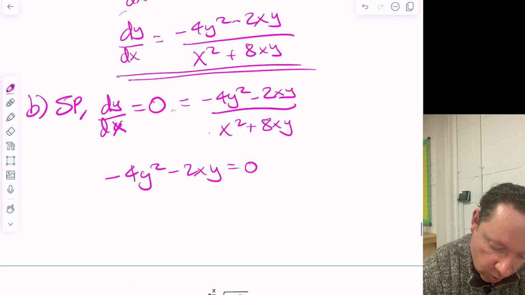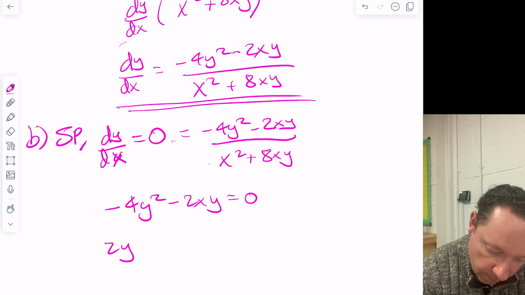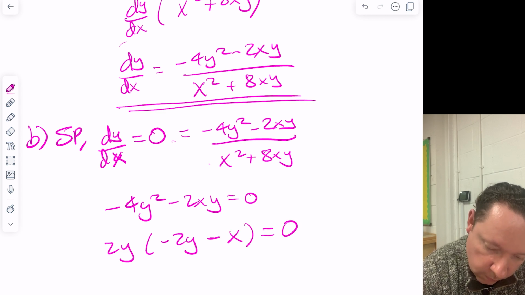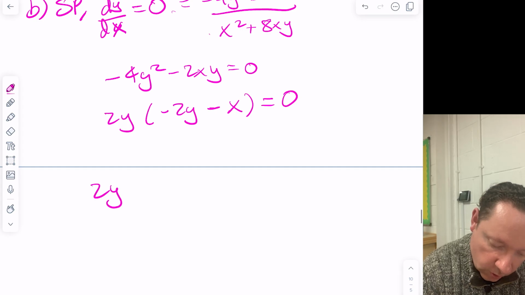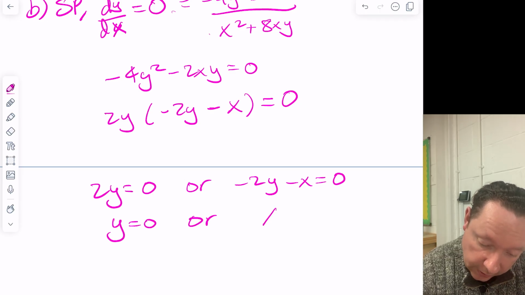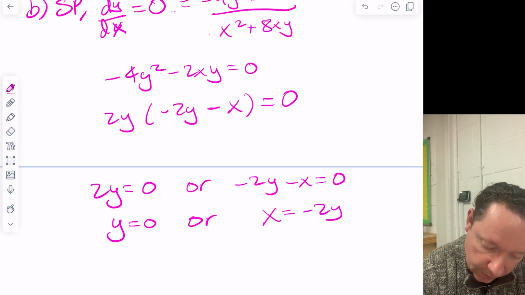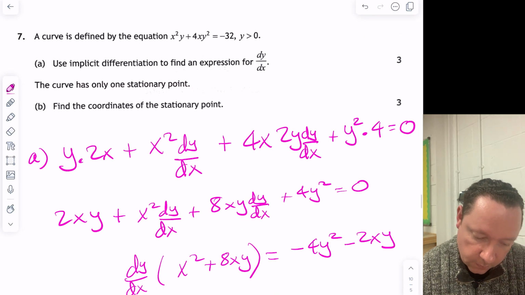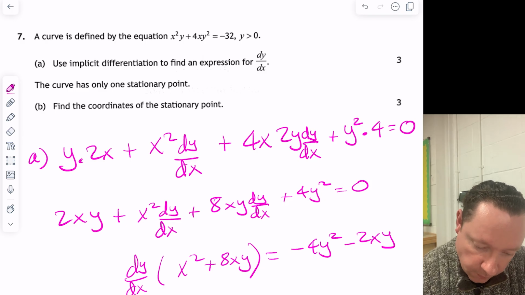So let's see if we can take a common factor. Well, we can take 2y out. So that gives me minus 2y and minus x. So that means that 2y equals 0 or minus 2y minus x equals 0. So y equals 0 or x equals minus 2y. But it can't be that one, simply because there's only one stationary point and y is greater than 0. So it is the other one.